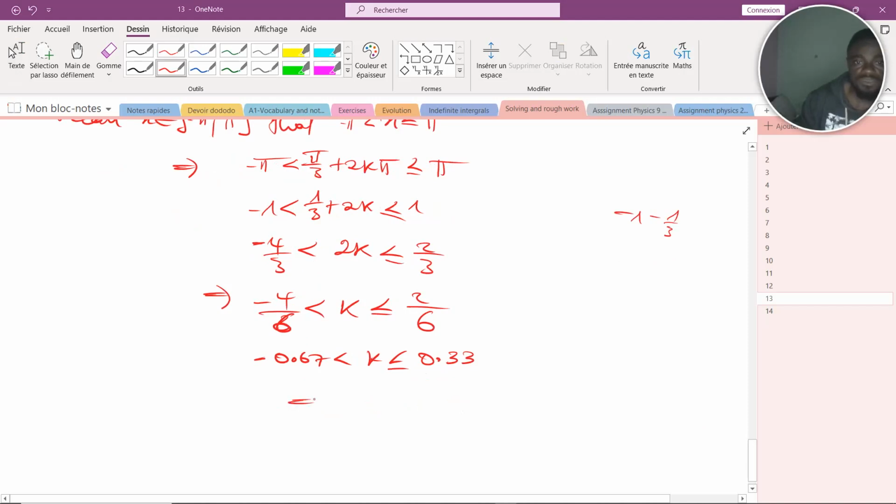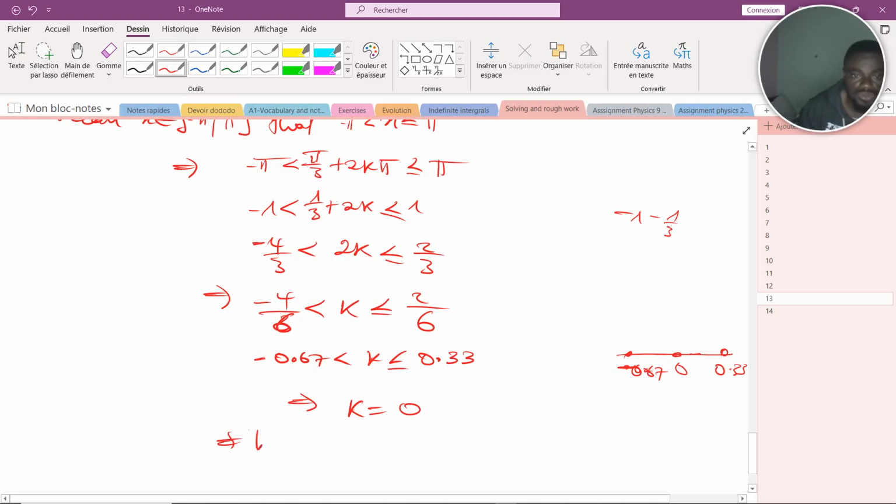So this implies from here we deduce that the only integer between this and this, when we draw the number line, will simply be equals to 0. Yes, that will be the only integer. When we draw, if this is minus 0.67 and this is 0.33, the only integer between is 0.